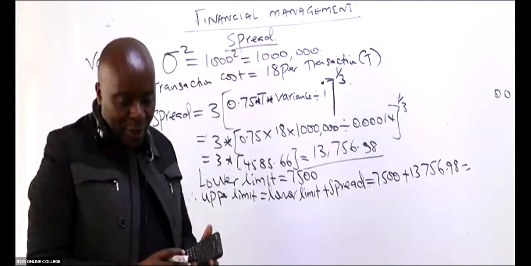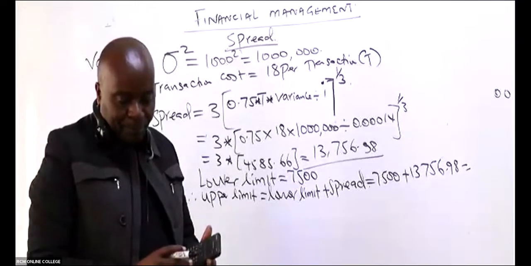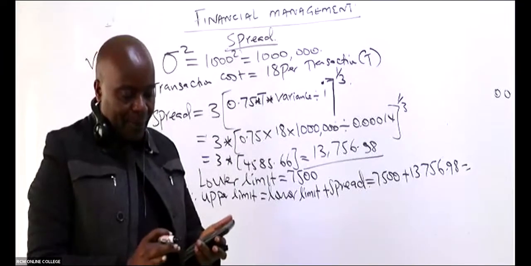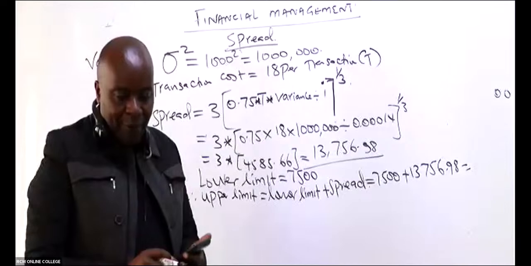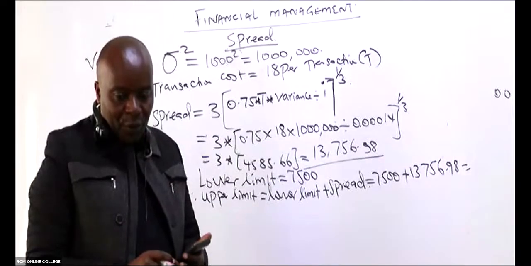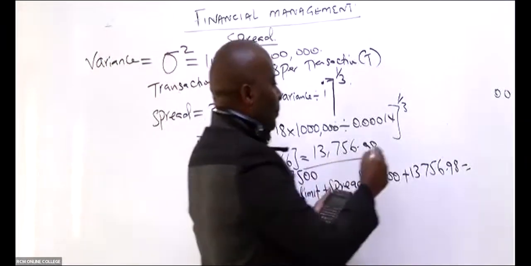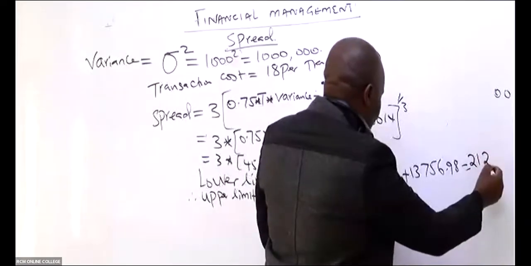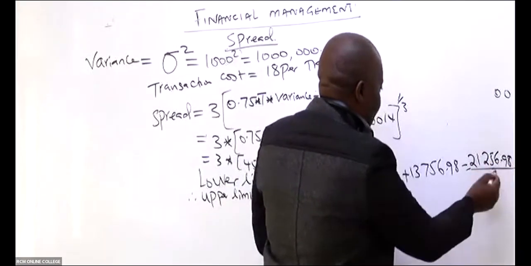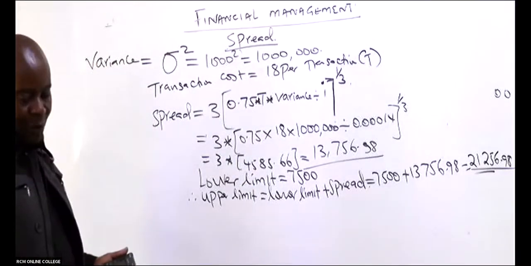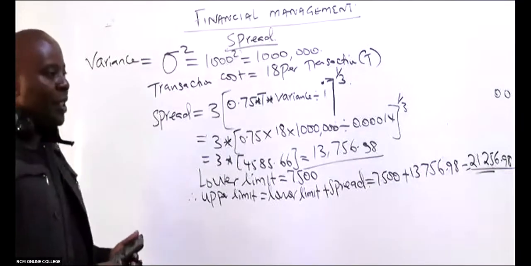What number are we able to get there? So 7,500 plus that gives us 21,256.98. And then number 3, they wanted us to give them the return point.